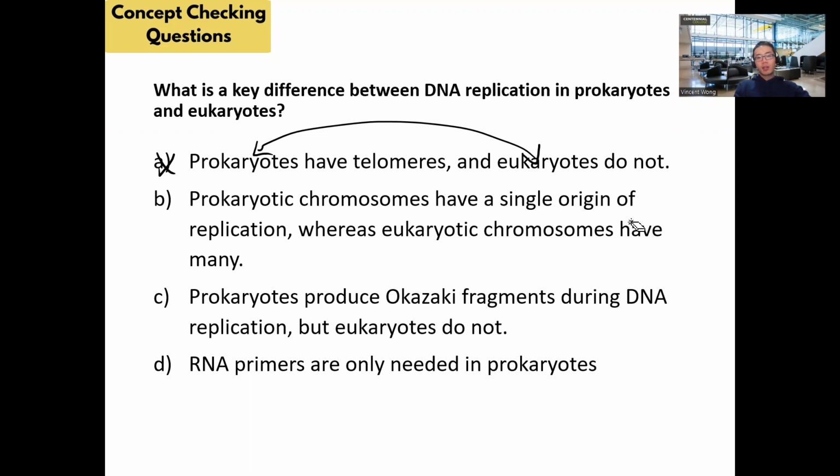Prokaryotic chromosomes have a single origin of replication, whereas eukaryotic chromosomes have many. That is the correct answer. Due to the size and the length of our genetic material, multiple origins of replication are needed to make the process more efficient. Okazaki fragments are found in both eukaryotes and prokaryotes, and primers are needed for both types of cells as well. So the answer is B.